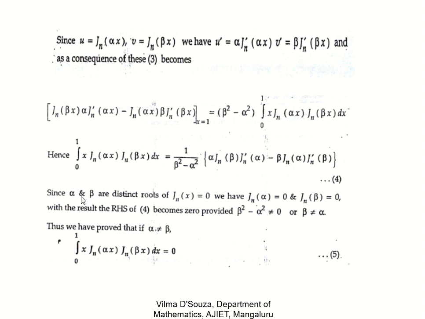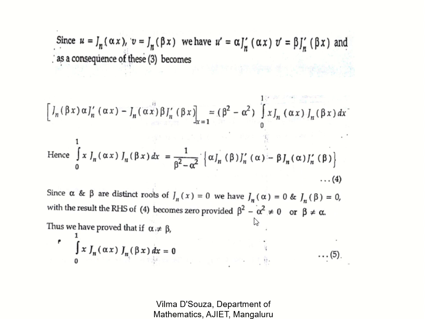Since alpha and beta are distinct roots of Jn of x equal to 0, we have Jn of alpha is 0 and Jn of beta is 0. Alpha and beta are roots of Jn of x equal to 0. That means when you put x equal to alpha, you will get 0, and when you put x equal to beta, that is also 0. So you can substitute here.